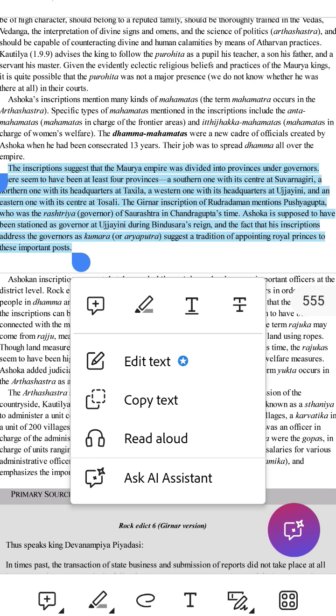4. Rajukas and Agronomoi. A Greek visitor named Megasthenes visited India during Chandragupta Maurya's rule, Ashoka's grandfather. He talked about officers called Agronomoi who measured land. Historians believe that Rajukas may have been similar to the Agronomoi because both groups were in charge of land measurement and revenue collection.